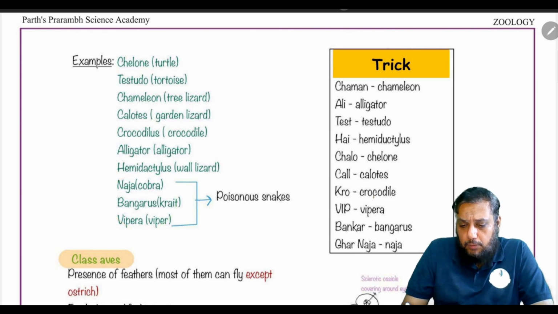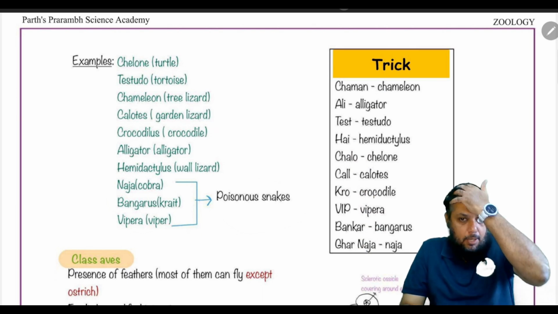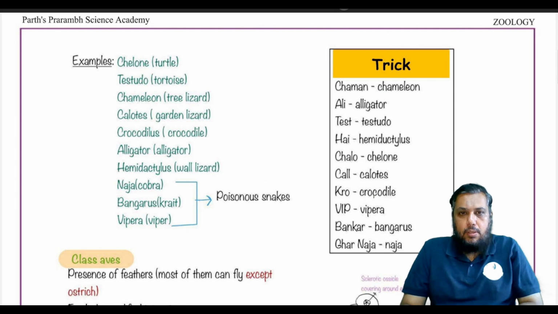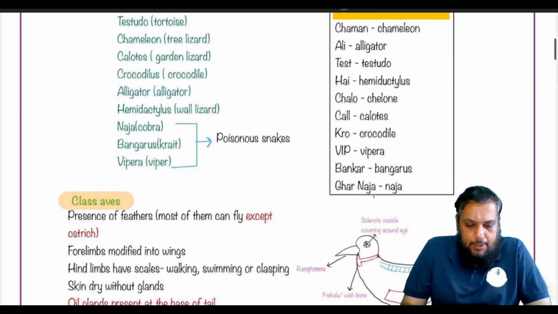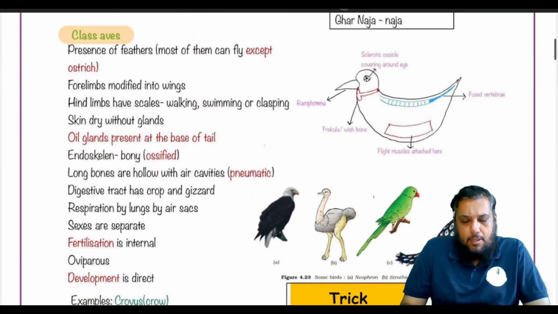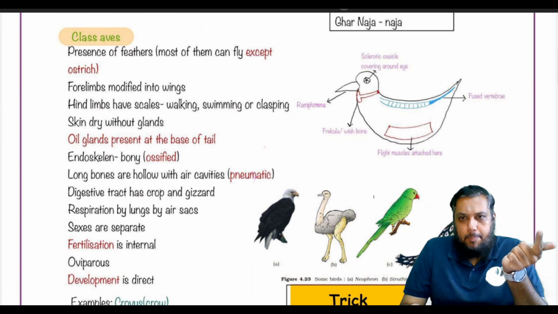Okay, the trick is चमन अली टेस्ट है, चलो कॉल करो वीआईपी बंकर घर ना जा। Okay, तो ये थोड़े थोड़े शॉर्ट ट्रिक्स होते हैं, if you find them helpful, which you will definitely, you should use them in order to learn faster. Then we have done with Amphibia, Reptilia.